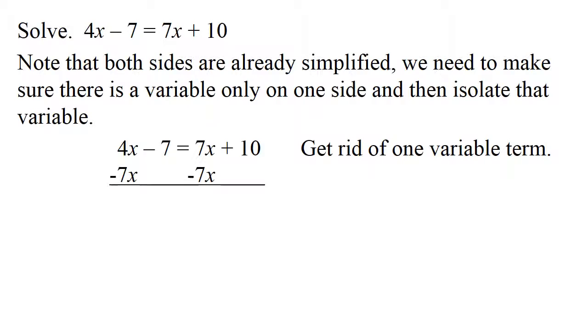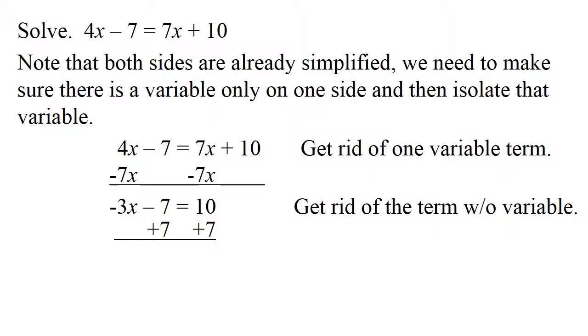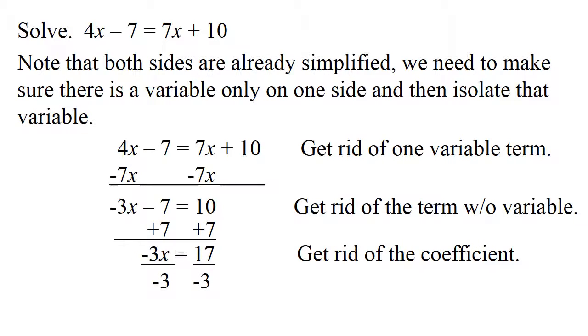So I'm going to subtract 7x. Remember, when you want to get rid of the whole term, you do that by adding or subtracting. So I'm going to subtract to get rid of the 7x, 7 minus 7 will make 0. And that's going to give me negative 3x minus 7 equals 10. Now this looks like the first problem. So same process, get rid of the constant term, add 7 to both sides, and now we want to eliminate the coefficient, so we're going to divide both sides by negative 3, and that will give our answer, x equals negative 17 thirds.